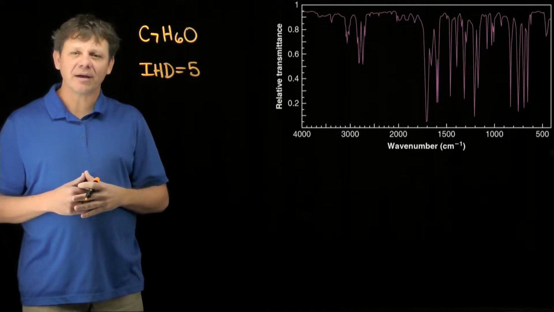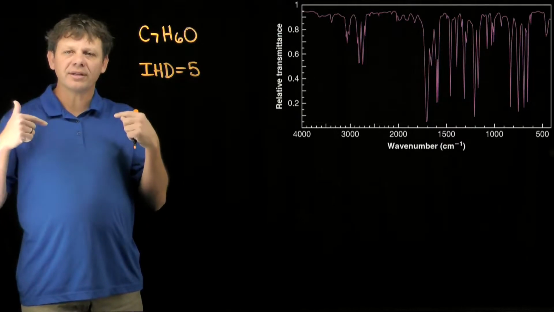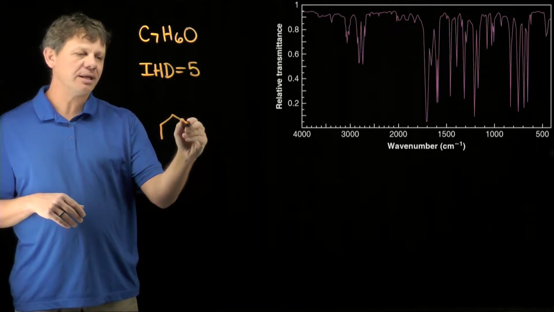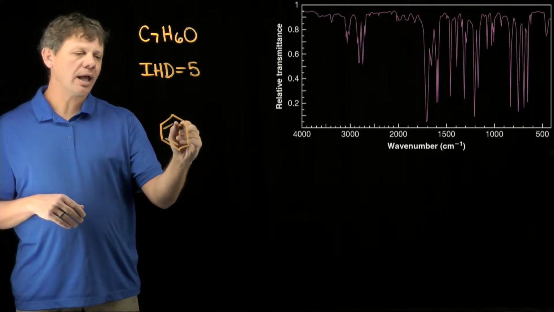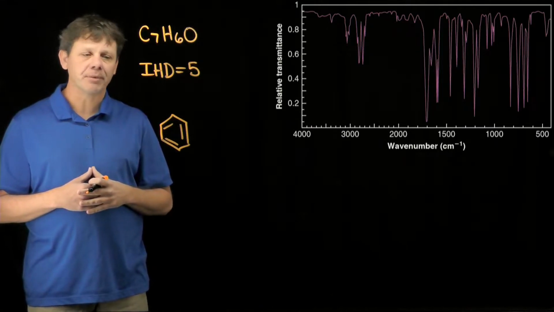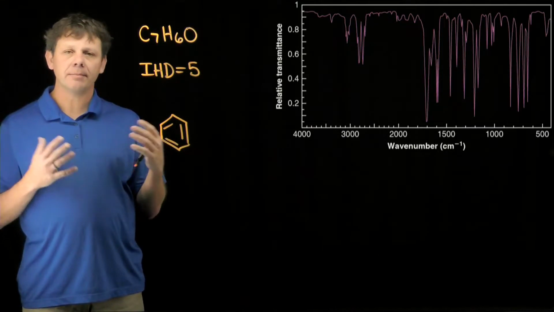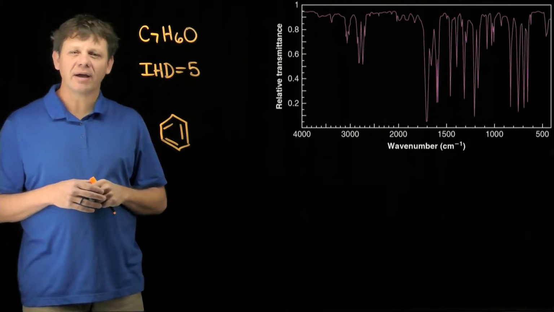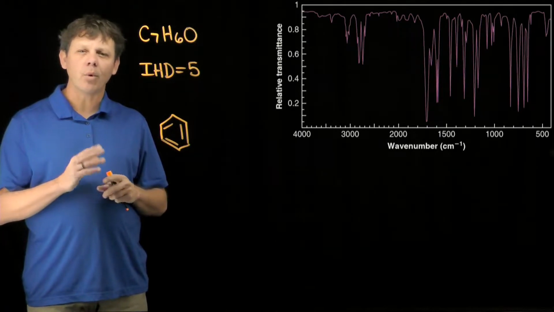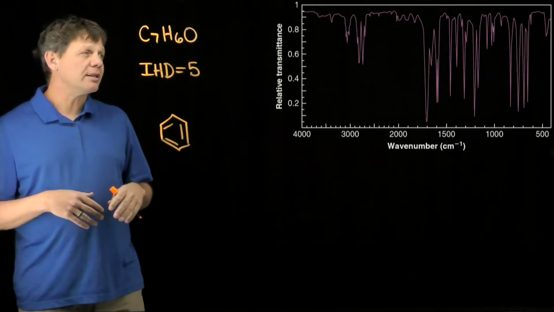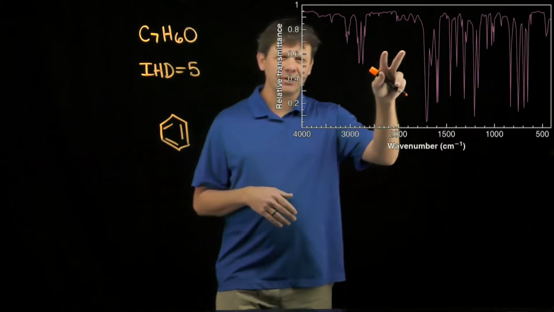Now, having an index of hydrogen deficiency of 5 is always going to tell us, think about benzene, right? Benzene itself, if we draw the structure of benzene, benzene alone has 4 degrees of unsaturation, or an index of hydrogen deficiency of 4. 1, 2, 3 pi bonds and a ring. So when a molecule has an index of hydrogen deficiency of 4 or more, we should always be thinking about aromatic rings.